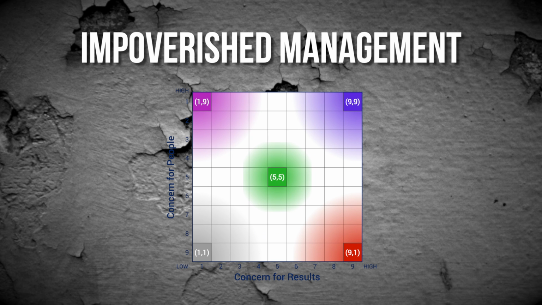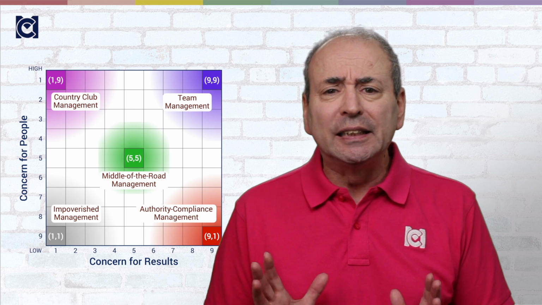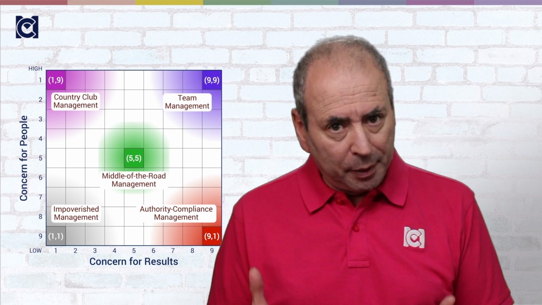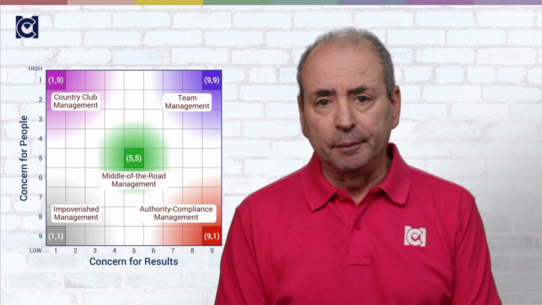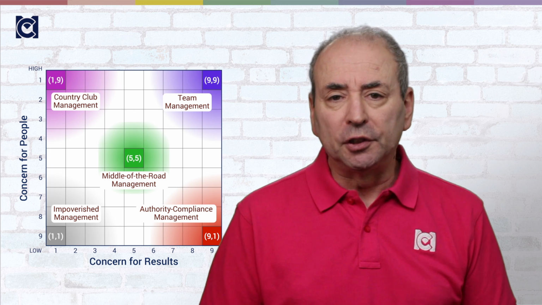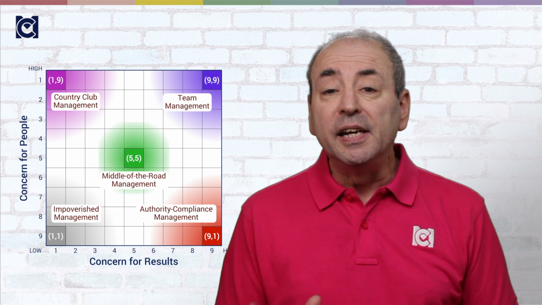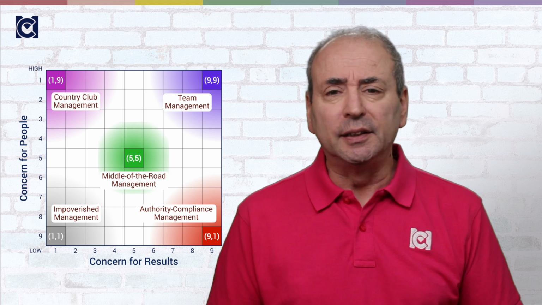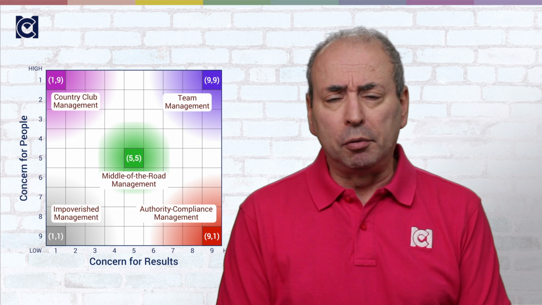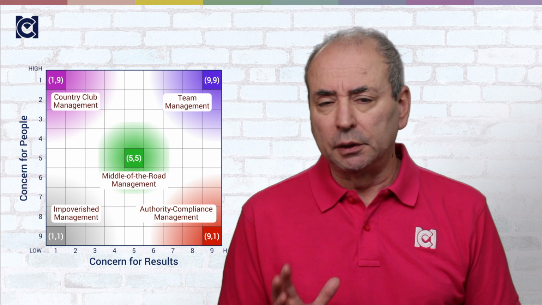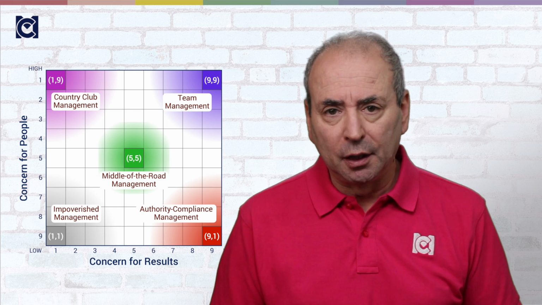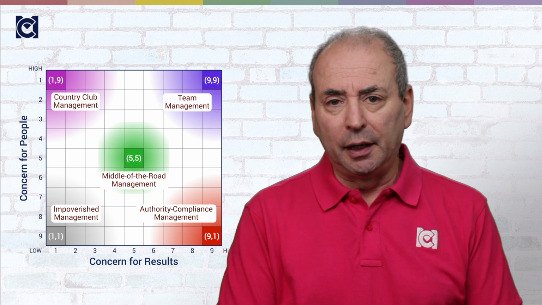Impoverished management, low concern for results and low concern for people. The impoverished leader has little concern for either their people or for the task at hand. They are indifferent to their role and largely ineffective. The inevitable outcome is a demotivated team with few results to take pride in, unless of course the results come through the team's own efforts, despite the leader's inattention to them.